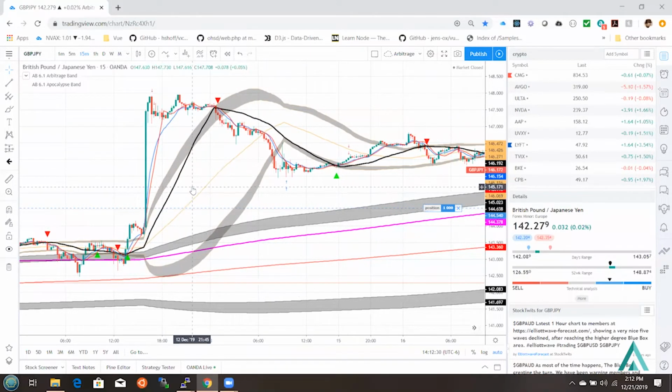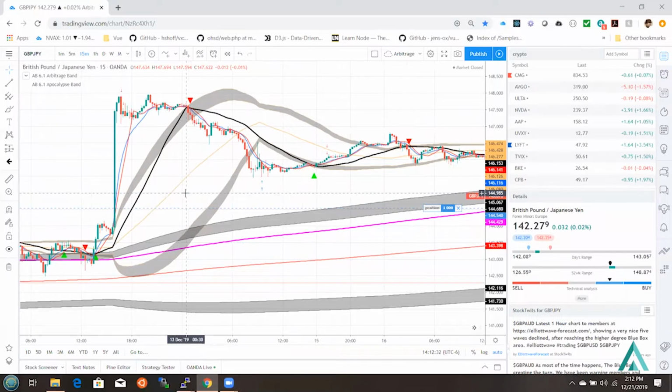As I said, I must stress, whichever time frame you're trading on, stick to the time frame that you are trading on, so that you can get the absolute maximum out of the system.